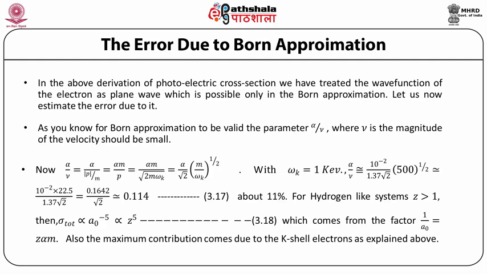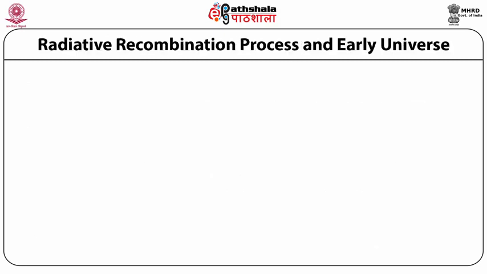For hydrogen-like systems, Z is much greater than 1, then sigma total will be proportional to a naught to the power minus 5, or Z to the power 5, which comes from the factor 1 over a naught, which is equal to Z alpha m. Also, the maximum contribution comes from the K-shell electrons as explained above.